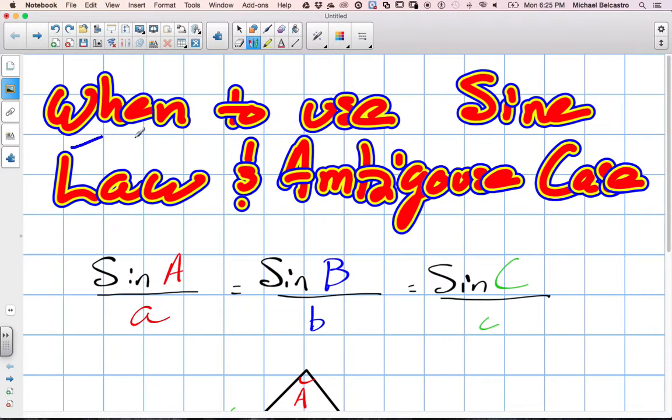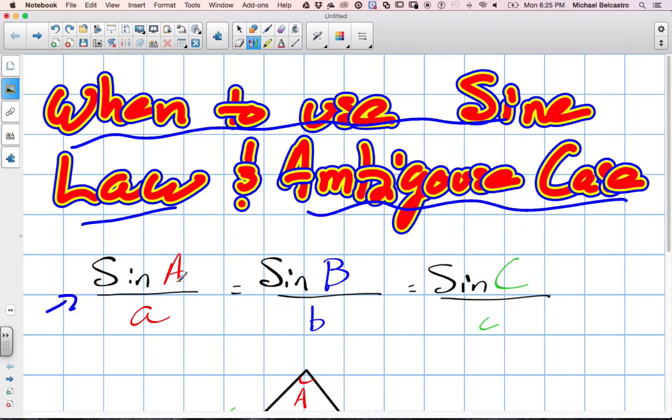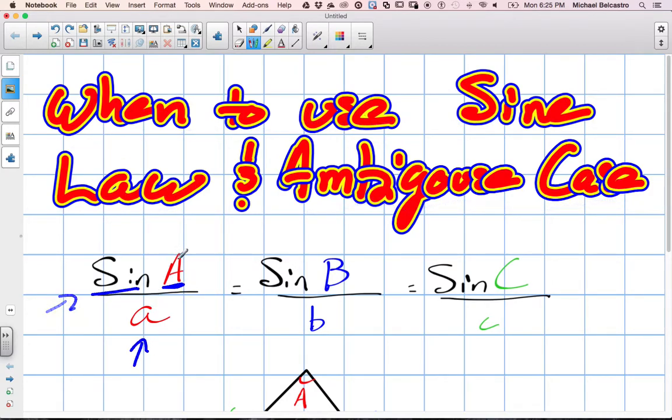Today we look at when to use sine law and something called the ambiguous case. So we have a rule here, and the law states that sine of some angle divided by the opposite side, so angle A and side A, is equal to sine of another angle B divided by its opposite side, which we would call side B, is also equal to sine of some angle C over its opposite side.